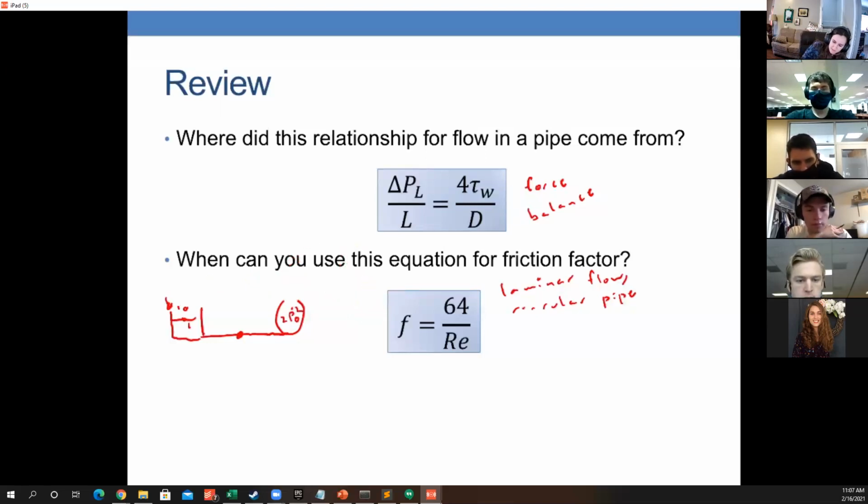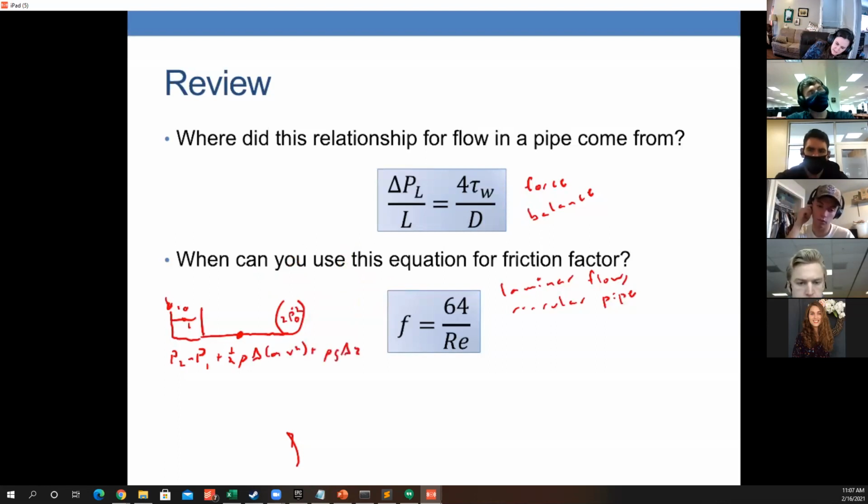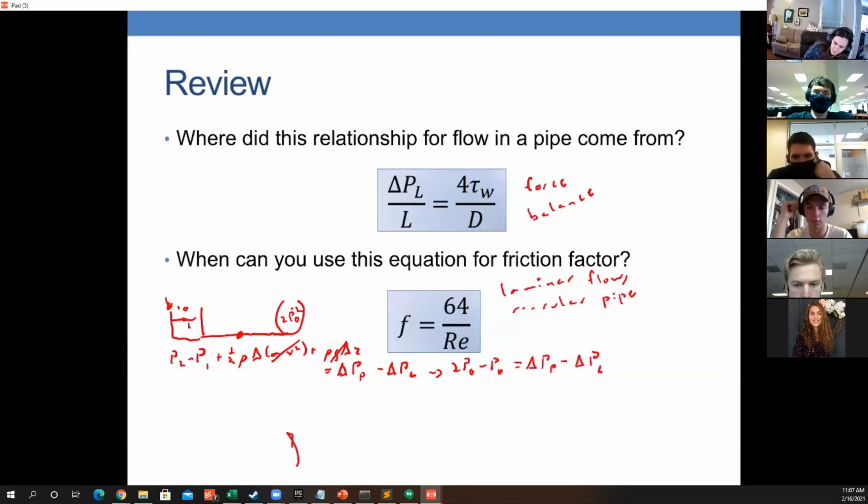So I put a pump here, and so the balance from point 1 to point 2 would be P2 minus P1 plus 1/2 rho delta alpha v squared plus rho g delta z is equal to delta P pump minus delta P loss, like that. Okay, so then I would get something like 2P naught minus P naught equals delta P pump minus delta P loss.